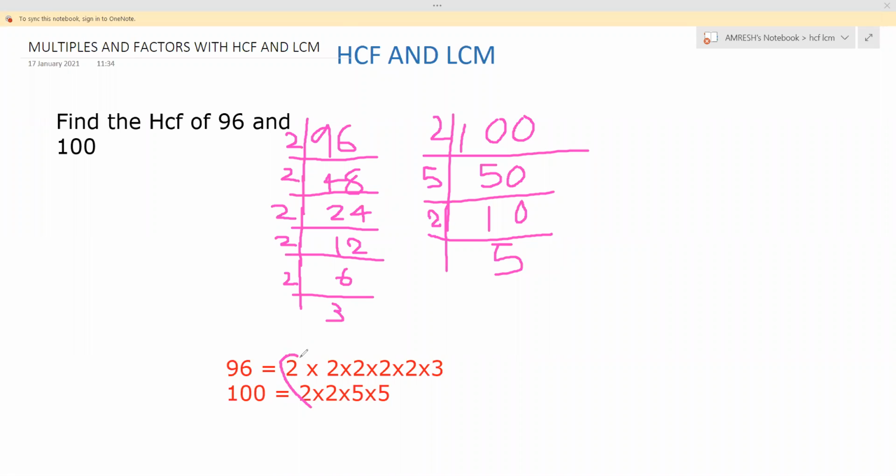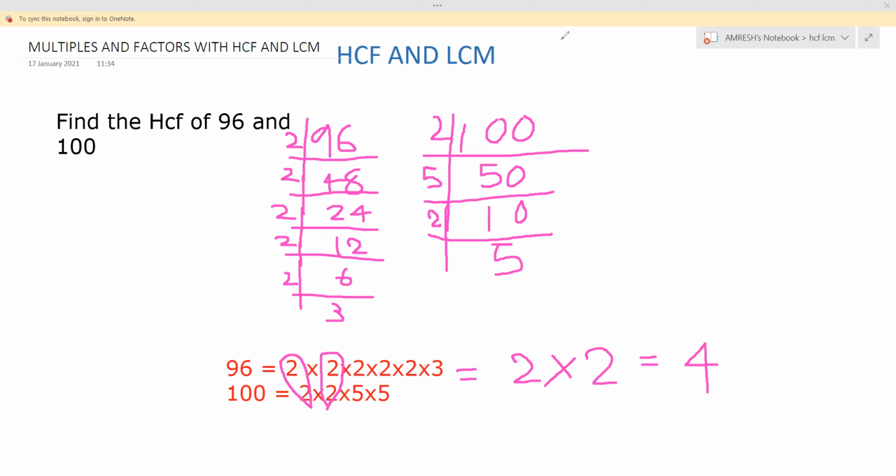One 2, second 2. Okay, so HCF is how much? 2 into 2, one 2 common, second 2 common. You have to bring only one of each common factor. Bring common only one. 4. 4 is the HCF. Okay. Now I think HCF is totally clear.